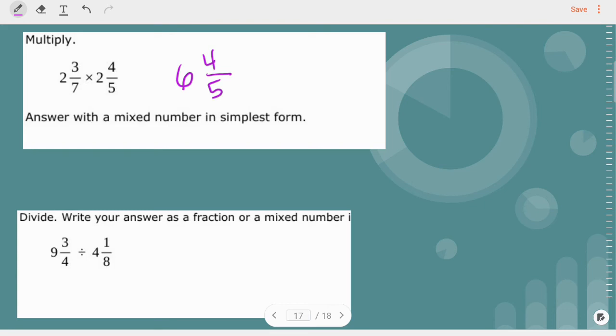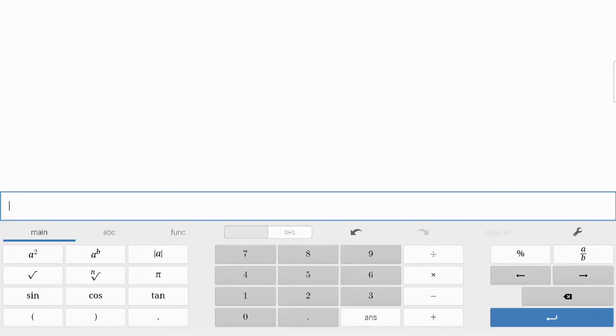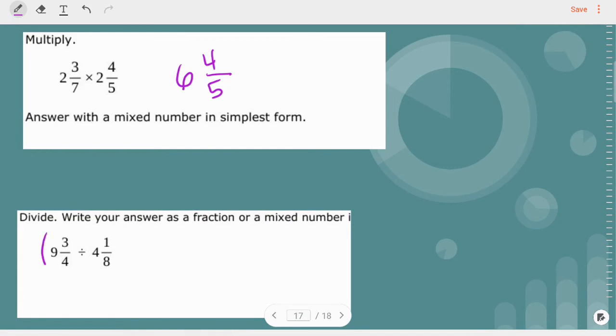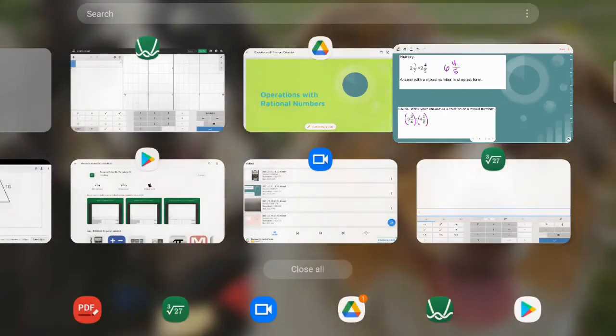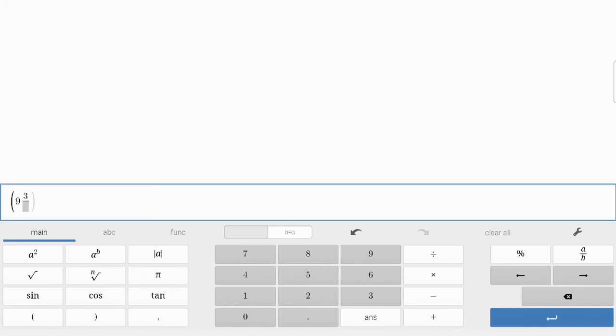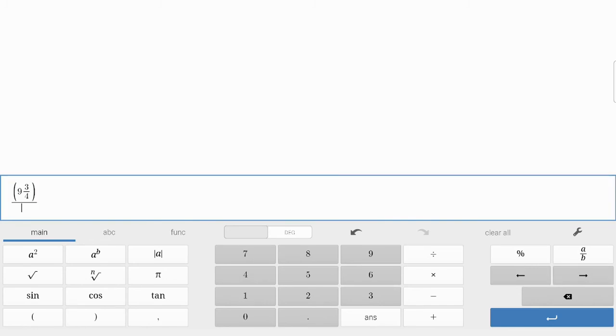Great, so that's multiplication. Now remember, division's going to be a little bit different. Here is the key. When you type it into your calculator, you want to make sure you put parentheses around the top, and I'm going to put parentheses around the bottom. Let me demonstrate that. Parentheses 9 and 3/4. Arrow over, close my parentheses, divided by. Now that makes sure that 9 and 3/4 is one fraction on top.